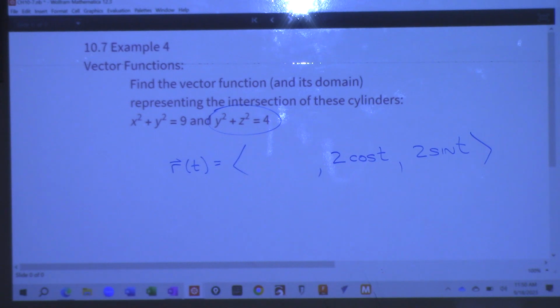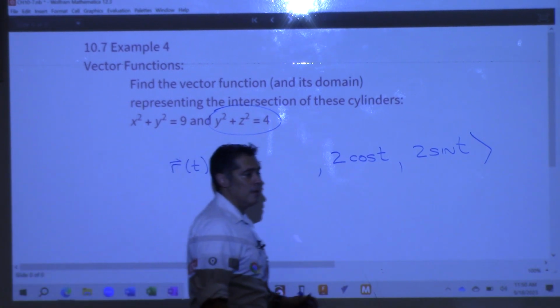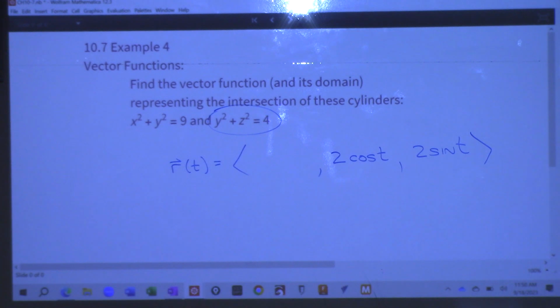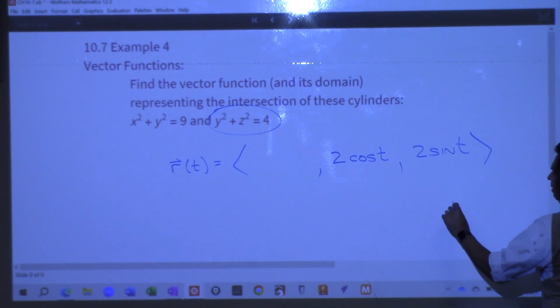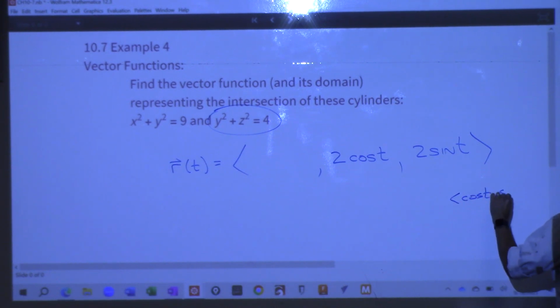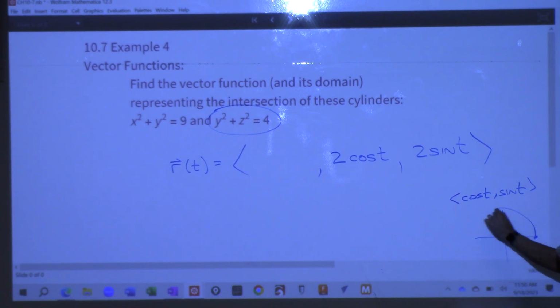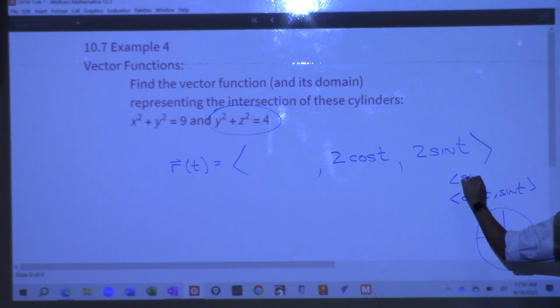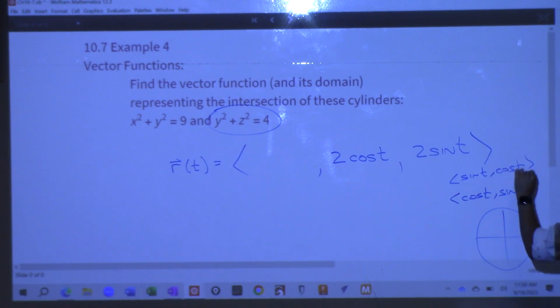Yes? Could they be in different positions? Could that have been 2 sine t? Yes, that would impact your domain a little bit, but it would still draw a circle. How would we know what to put where? Normally we start with cosine. It actually does not matter. If I do cosine t, sine t, let's go back to two-dimensional space. All that does is start your circle here and then draw like this. What happens if you switch it? If you plug in 0, you get 0, and then here you get 1.